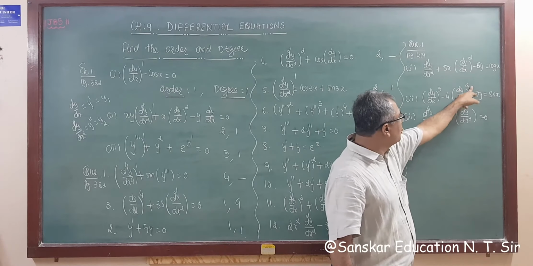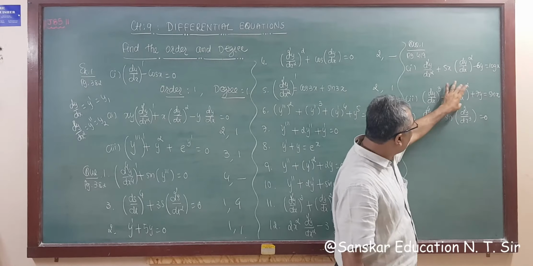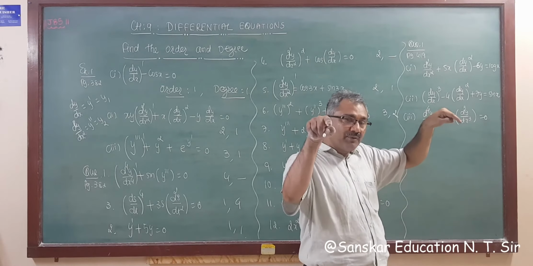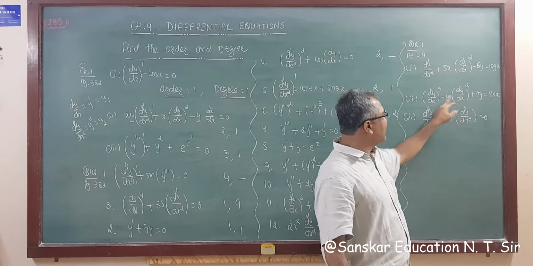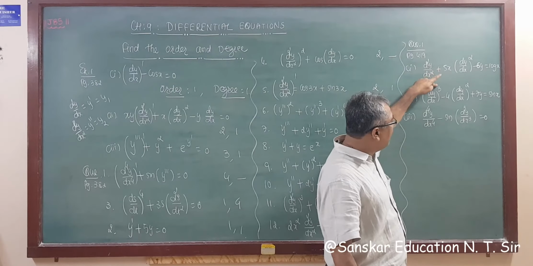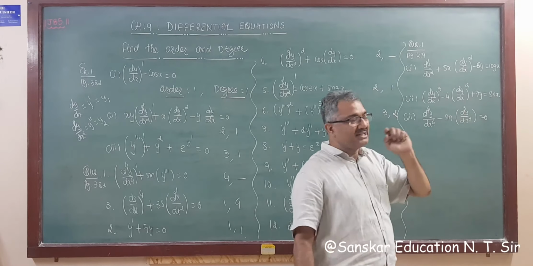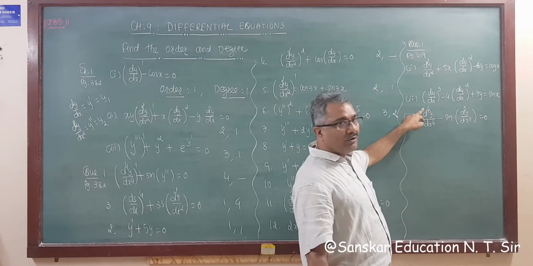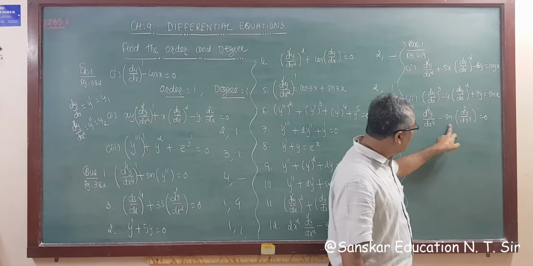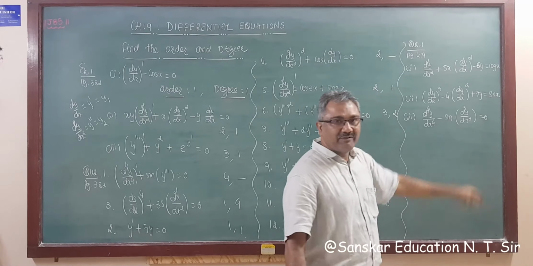Here see, this is 2 and this is 3, both have the same order derivative but the highest power of the highest order derivative, so both have same order derivative but highest power is 3, so you have to take degree is 3 here, not 2, right, remember this thing. Here order 4, degree does not define because this is not a polynomial in derivatives, right.